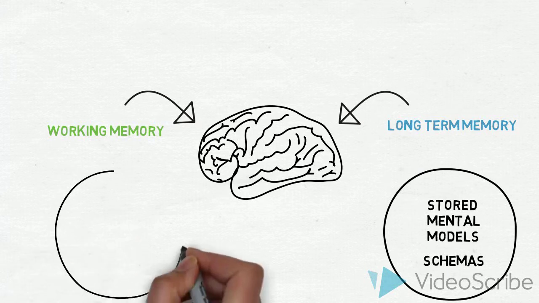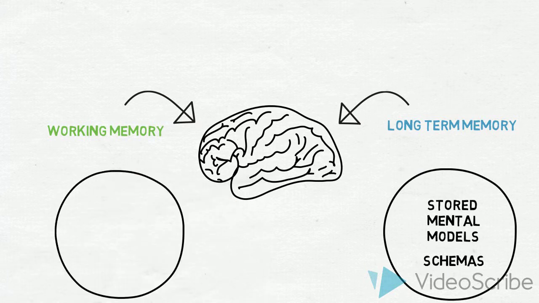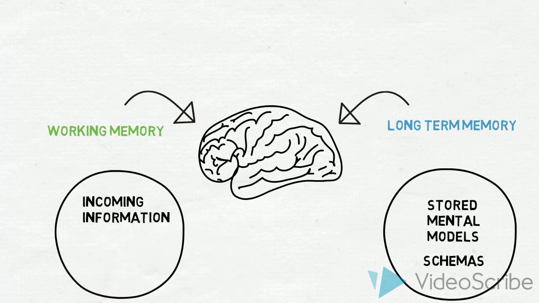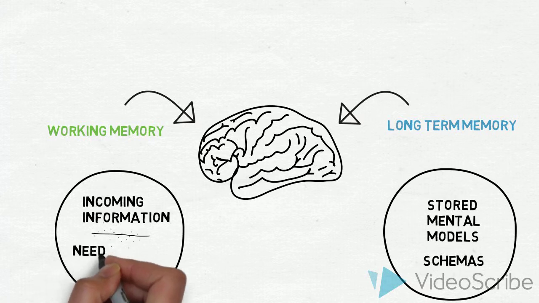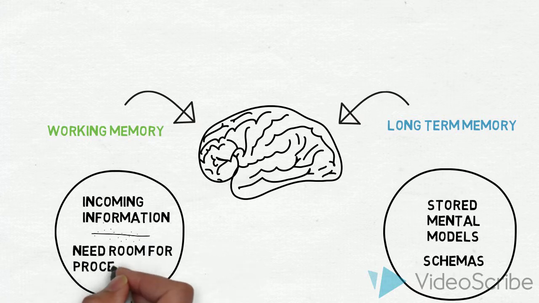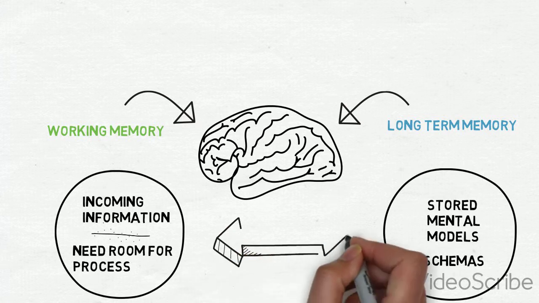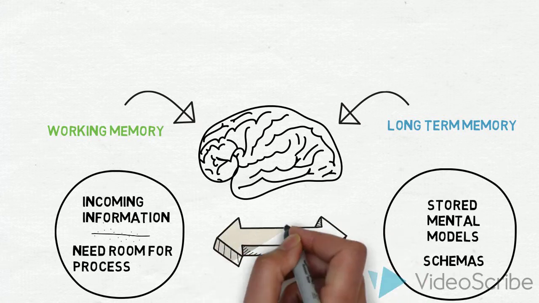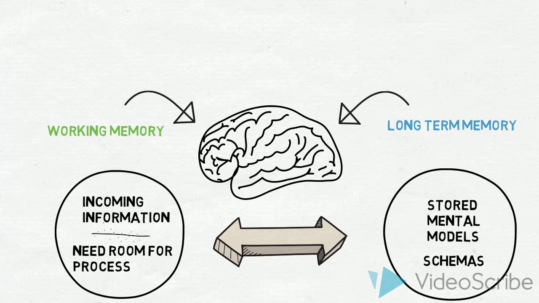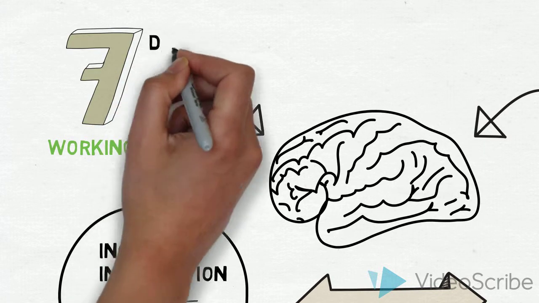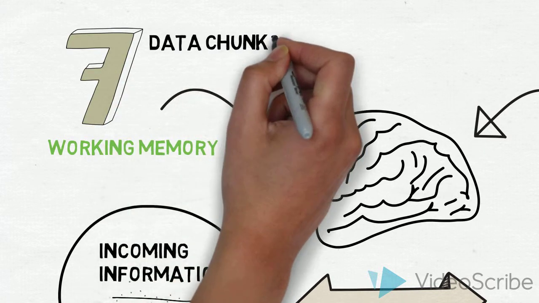In contrast, working memory is the part we use when we process information. This section needs space for processing data and is constantly in interaction with the long-term memory to process data. This section of the brain is limited, and in fact it can only store around 7 limited chunks of information.